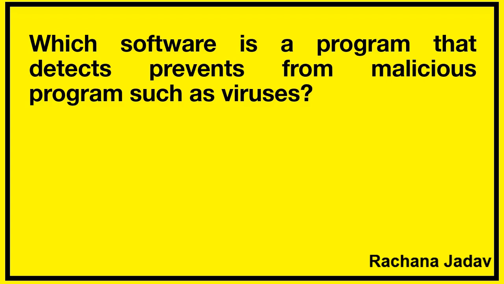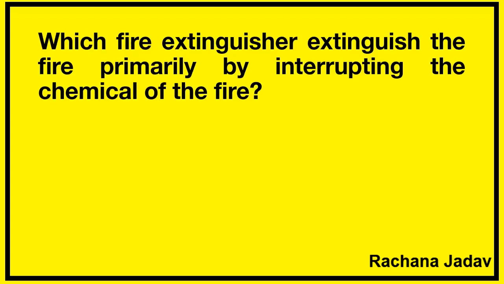Which software is a program that detects and prevents malicious programs such as viruses? Everyone knows antivirus, right? And in antivirus, if you want to see examples, then Quick Heal is the best example for us, right? Next, which fire extinguisher extinguishes the fire primarily by interrupting the chemical reaction of the fire? So that is dry chemical. Everyone knows that we have them in many malls, and even where electricity is working, we even keep it at our home also. Some people keep fire extinguishers, that is a dry chemical.